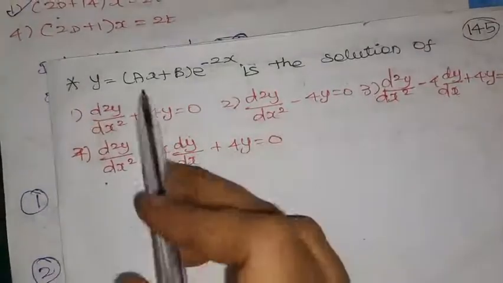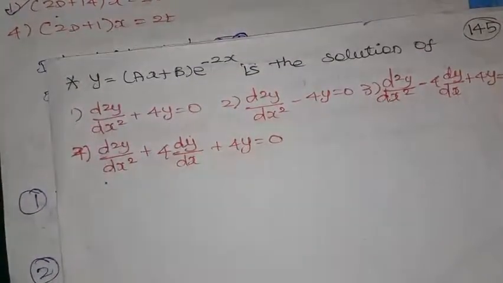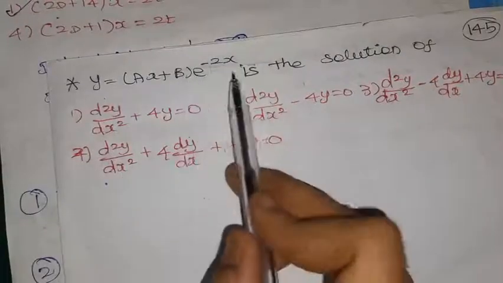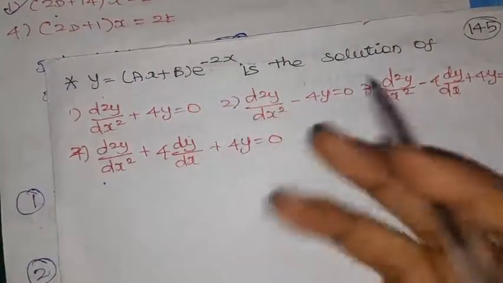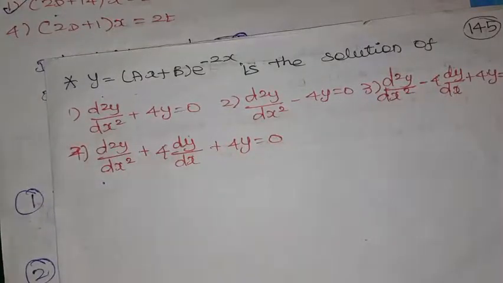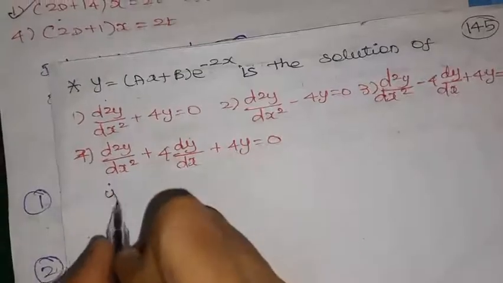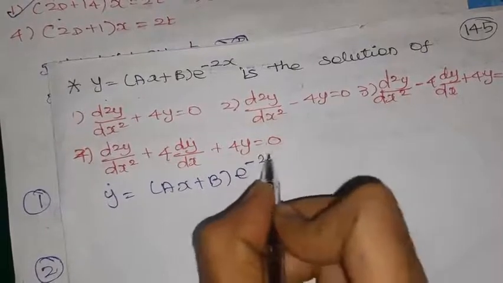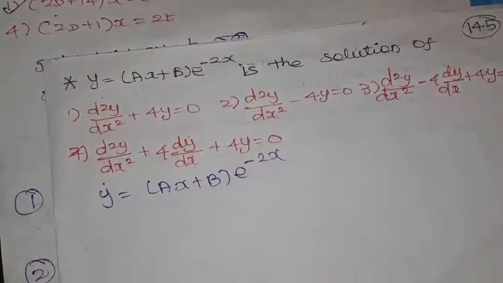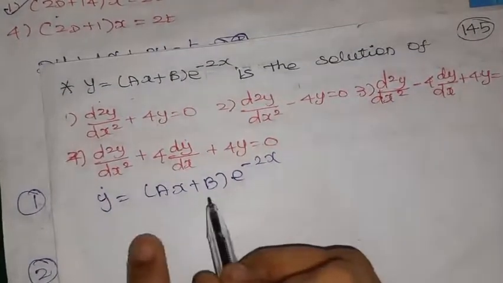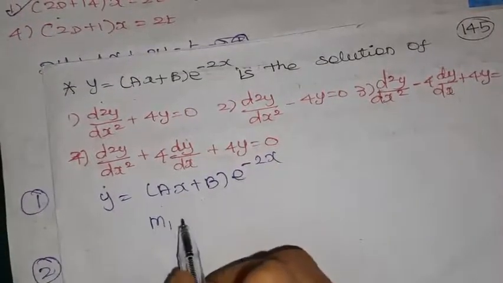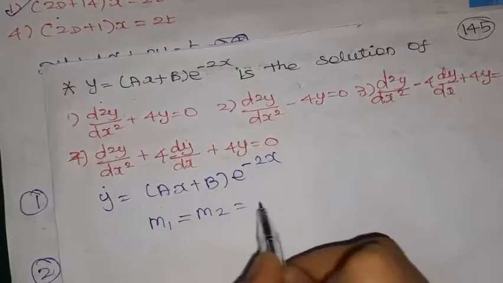Here also it is the same as the previous problem. y equal to (ax plus b) into e power minus 2x is the solution of which differential equation? From the solution we need to form the differential equation. The roots are real and equal, so m1 equal to m2 equal to minus 2.